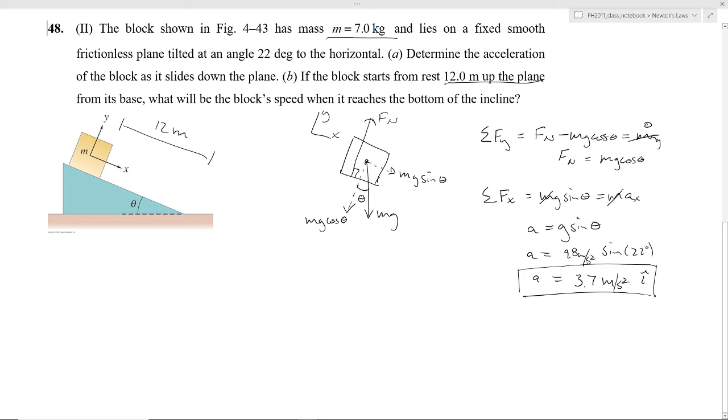So notice our precision of the numbers that we've been given have 2 digits, so I'm reporting this number as a 2-digit number. I've rounded it to 2 digits. Okay, so that's part A.